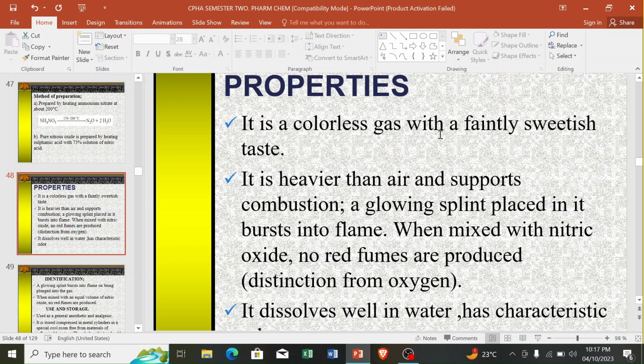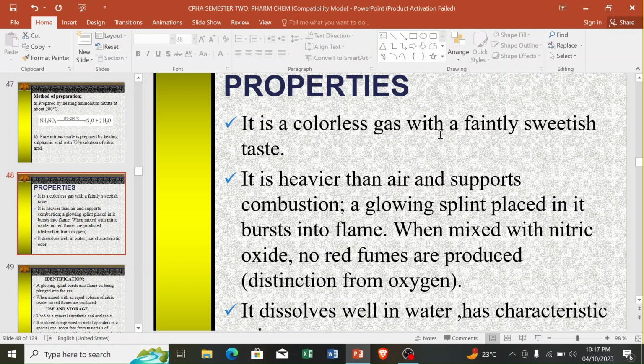When mixed with nitric oxide, no red fumes are produced. So that makes it different from oxygen. We know that oxygen also relights a glowing splint, and then nitrous oxide as well. Here they are telling us that it also relights a glowing splint, but we need to know the difference. The difference is, if all of them relight a glowing splint, how do we separate one from the other? How we can separate one from another is when we mix it with nitric oxide.